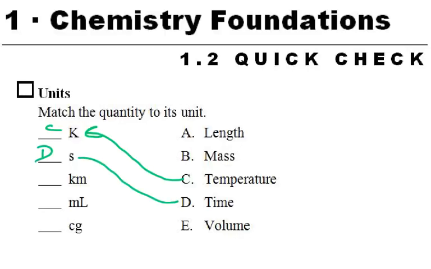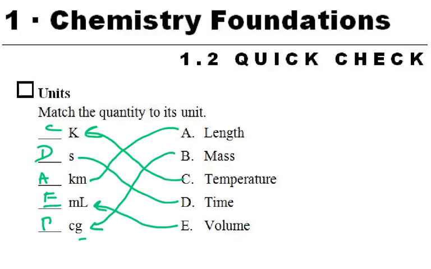So that's letter D. km, okay, not so much the K, but the M, we know that's meters, kilometers, so we know that that's a length. So that's going to be answer A. And milliliters, again, the liters lets us know that that's a volume. So that's going to be answer E. And the last one here, cg, centigrams, but mostly the grams give us an indication that that's a mass. So that's answer B.